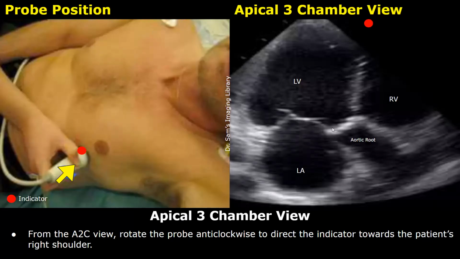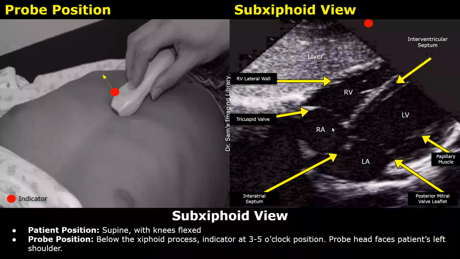The subxiphoid or the subcostal view can be taken if we have trouble with an apical 4-chamber view. The patient lies in the supine position with the knees flexed. The probe is placed below the xiphoid process, under the ribs, with the indicator in the 3 to 5 o'clock position. You will get a 4-chamber view from a subcostal approach.